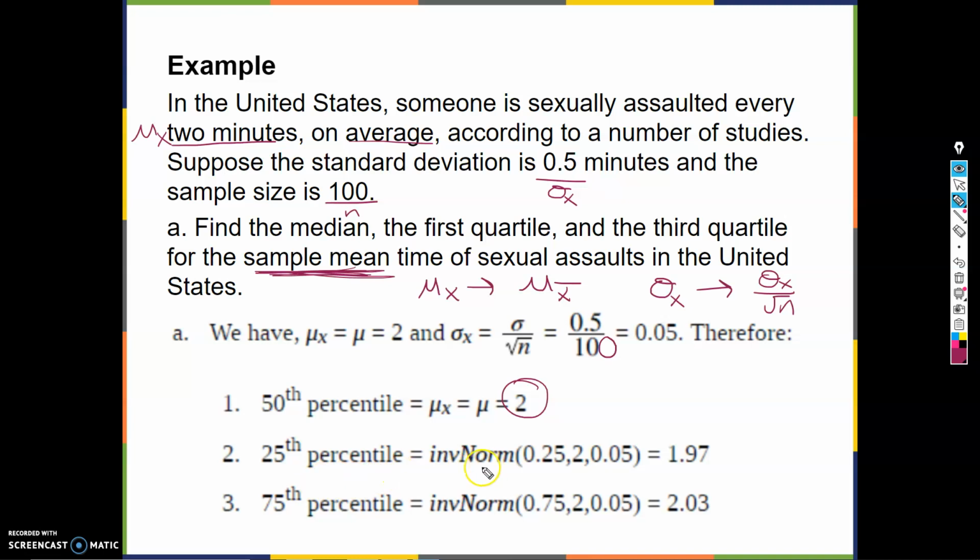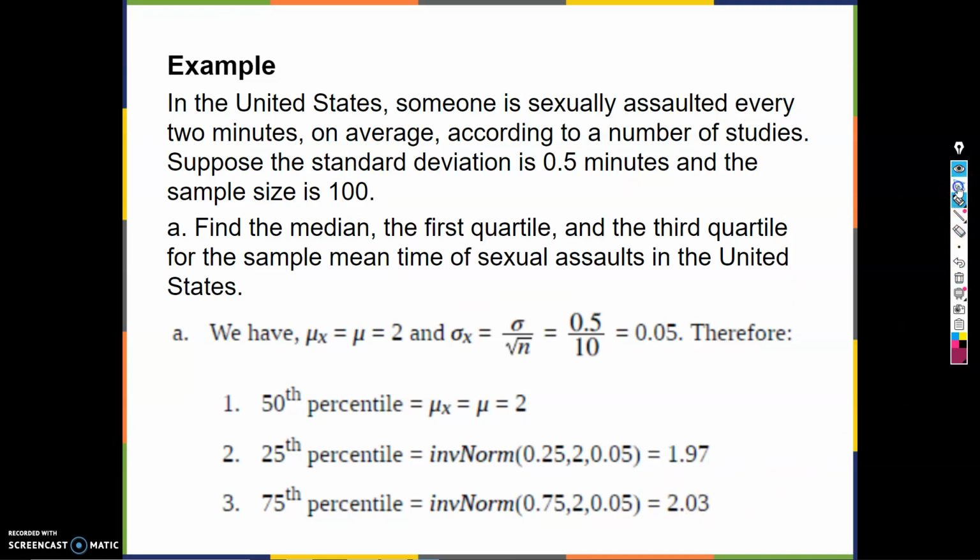25th percentile, inverse normal, 0.25, that's your percentile. 2 is the mean. 0.05 is your standard deviation. 1.97. 75th percentile, so the first quartile is the 25th percentile, and the third quartile is the 75th percentile. All of this uses inverse normal. 75th percentile, mean, standard deviation, gets you the number. Alright, let's look at another one.